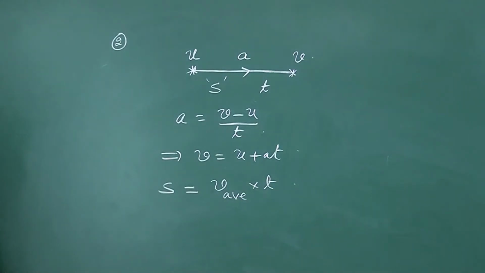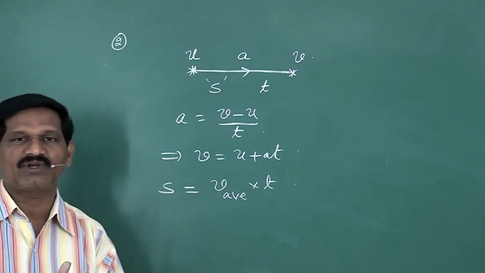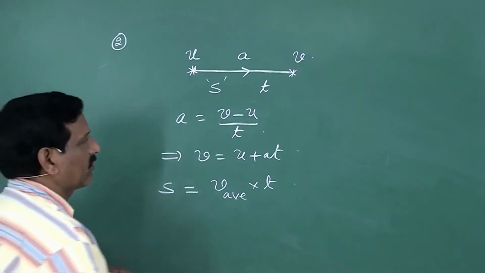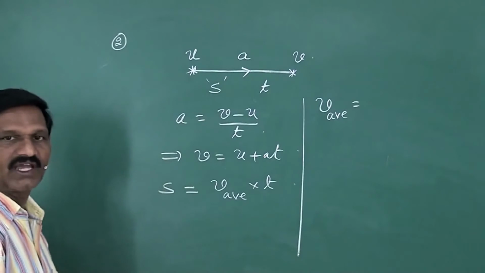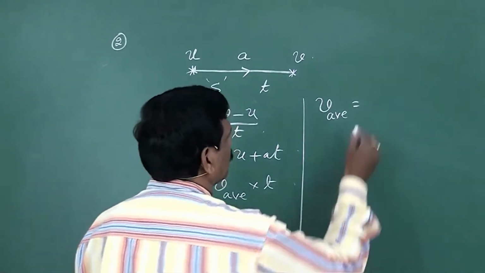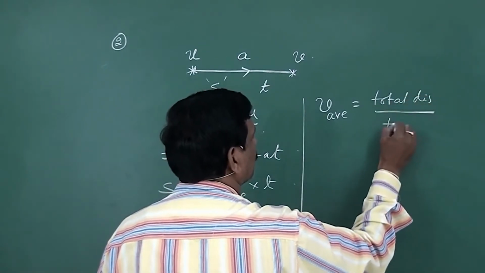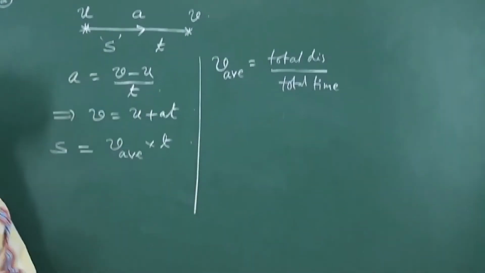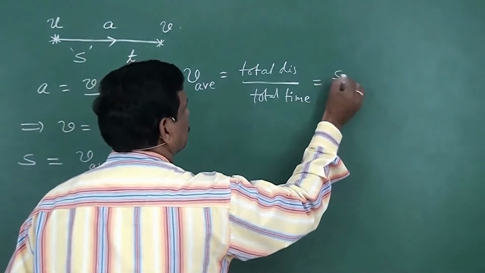Here we have to consider average velocity. What is average? Average means the sum of two parameters divided by 2. That is average. So here, average velocity is equal to total displacement by total time. In general, average velocity means total displacement by total time, that is s by t.